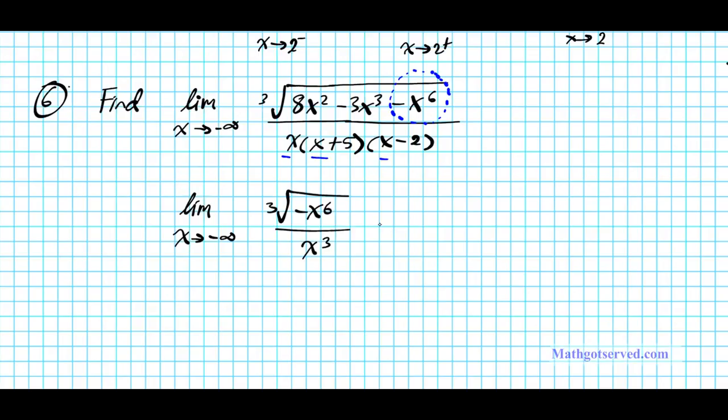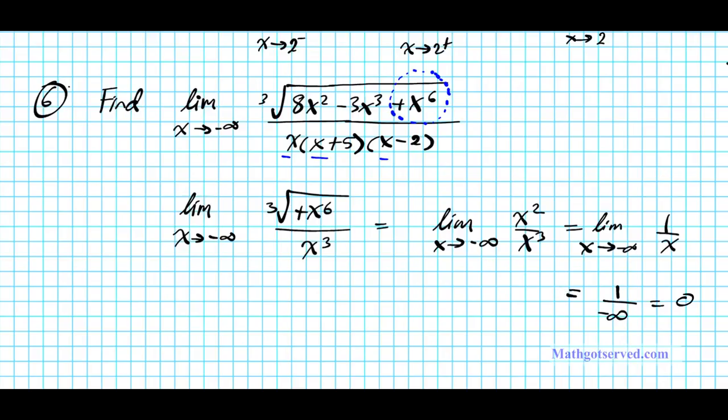All right, if you simplify that, you're going to have the limit as x approaches negative infinity. Actually, this is a plus, so that makes it a plus. So the limit as x approaches negative infinity, the third root of x to the sixth, you just divide the power by 3, which is x squared, over x to the third. And then this simplifies into the limit as x approaches negative infinity of 1 over x. When you plug in infinity, you have 1 over negative infinity, which is equal to 0. So there goes your answer.